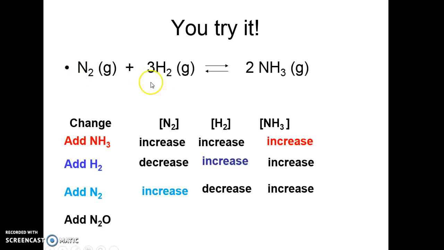If I add nitrogen dioxide, oh, it's not in there. So what happens? No change.